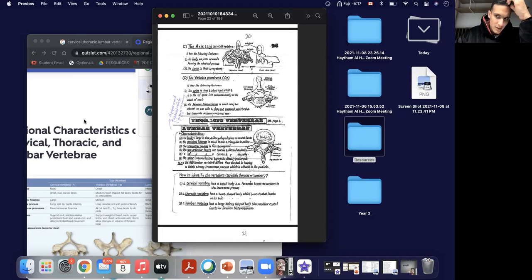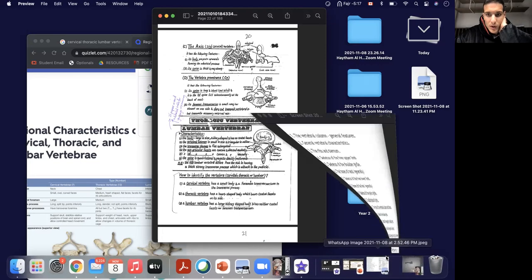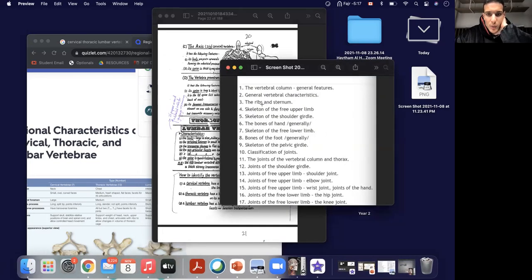And I think Siriski has already pointed this out, and I've shown you this in my vertebral features video. You can check it out. Okay, so this is the second point, and we are done with it. We're going to move on to the ribs and the sternum.